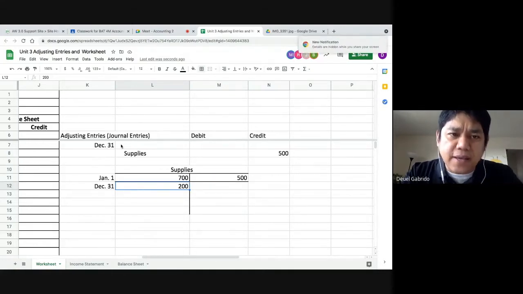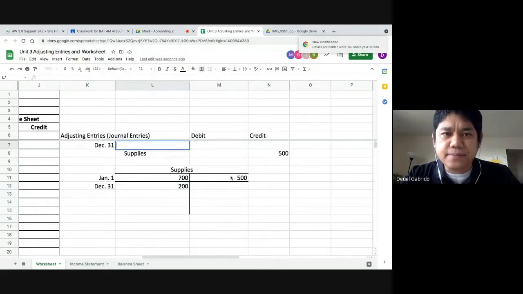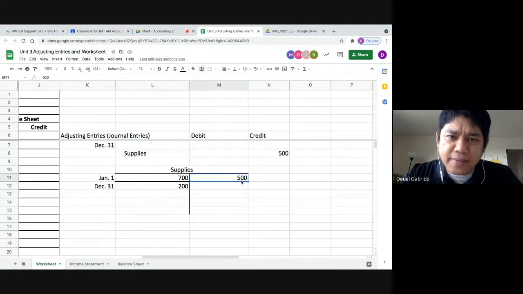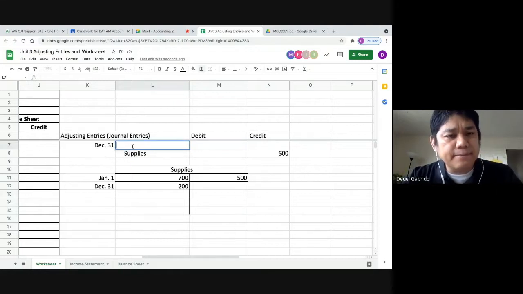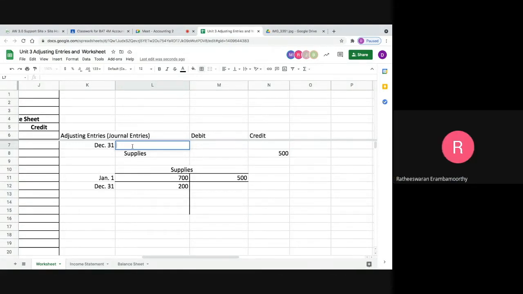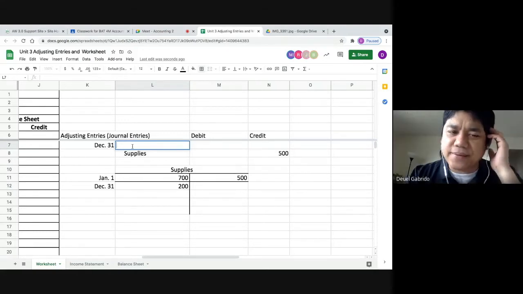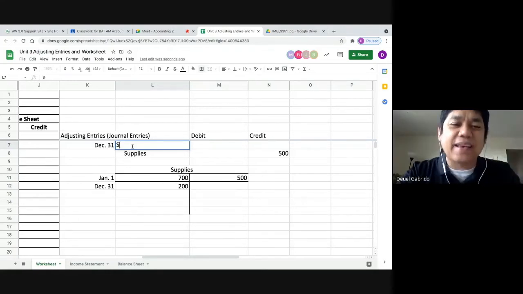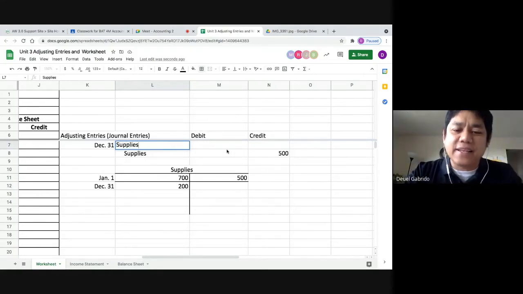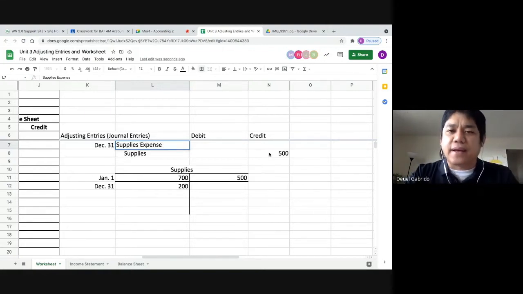What's the debit if I ask you? We know that supplies is credited, this one, right? Because it decreased by 500. That's why we put it on the credit. What should be debit? Cash? We cannot put the cash account. Supplies expense. Okay, so supplies expense will be your debit.